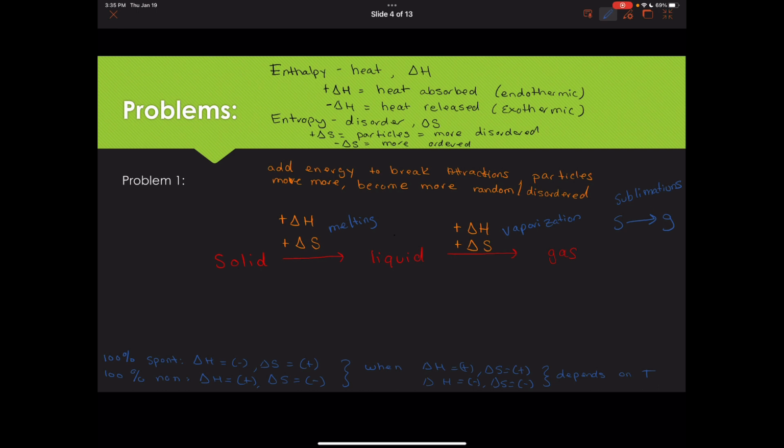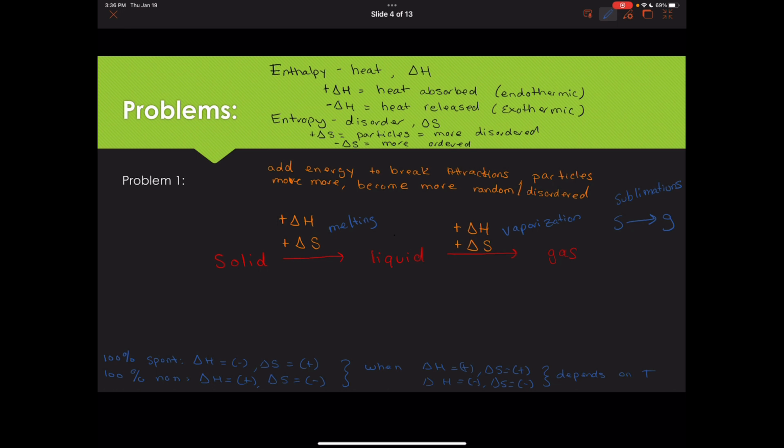So we know that ice does not always spontaneously melt. If I leave that ice in my freezer, it's going to stay ice. It's not going to spontaneously melt. So it requires a certain threshold temperature. If I leave that ice out on the counter, I don't have to do anything else. At that temperature, because it's higher than the threshold, it's going to melt. If I continue to leave it there, eventually it's going to evaporate.